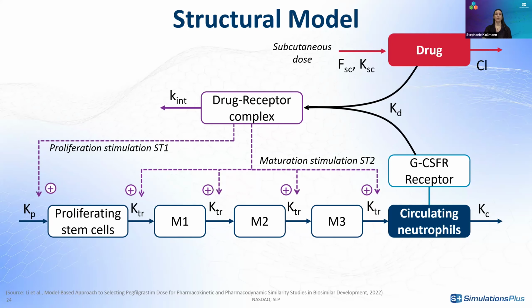And in a biosimilarity trial, one would typically measure the free drug concentration for the PK and the absolute neutrophil count, ANC, as a PD biomarker. So now that we have seen how the model captures pegfilgrastim's PK and PD behavior, let's move on to how we used it, starting with the dose selection analysis.